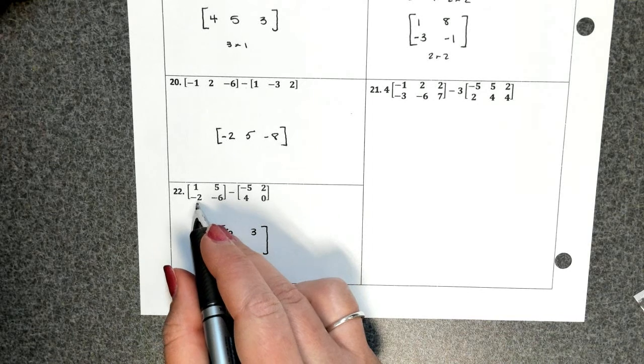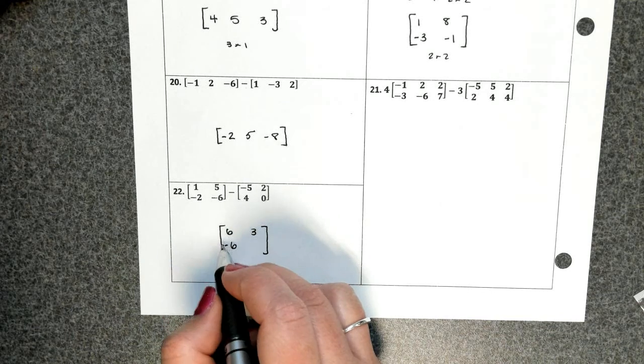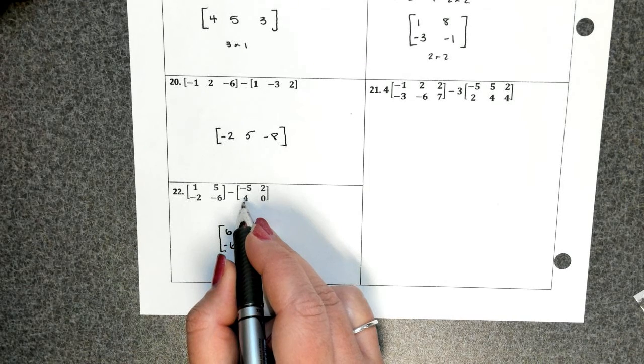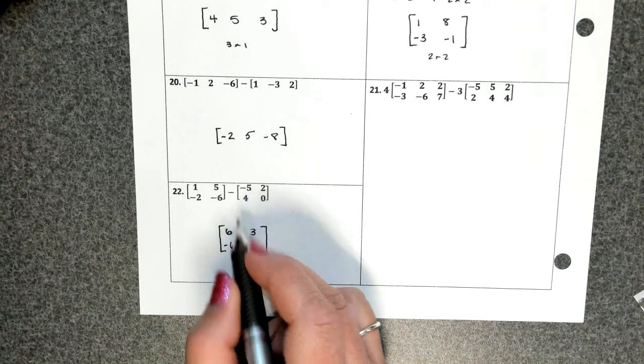Wait. Yeah, no, that's right. Put it in this spot. We have negative 2 minus 4. Wait. I put it in the wrong spot. Oh, you put it in the wrong spot. Okay.